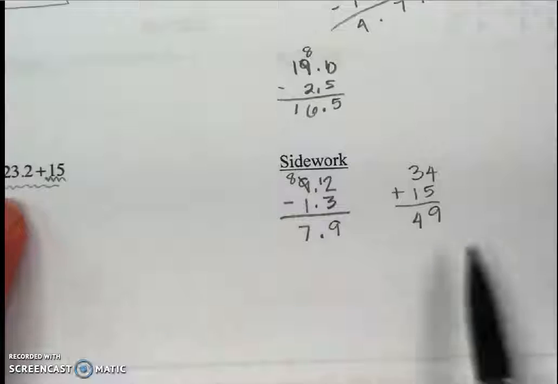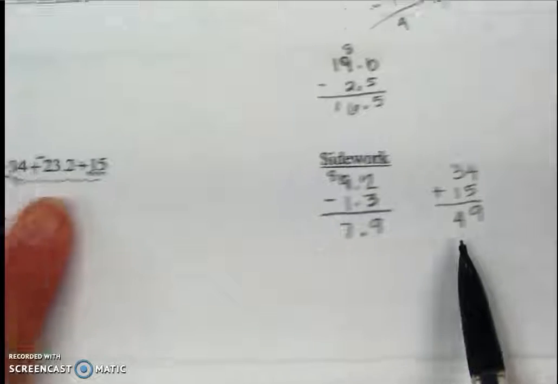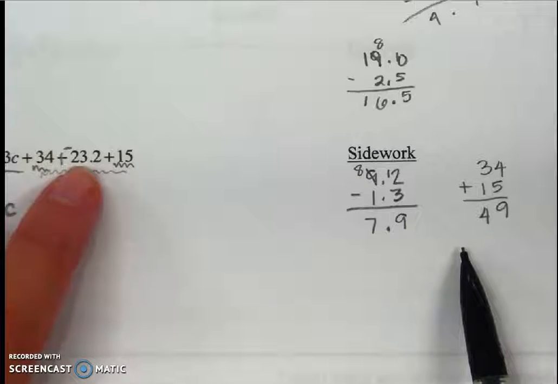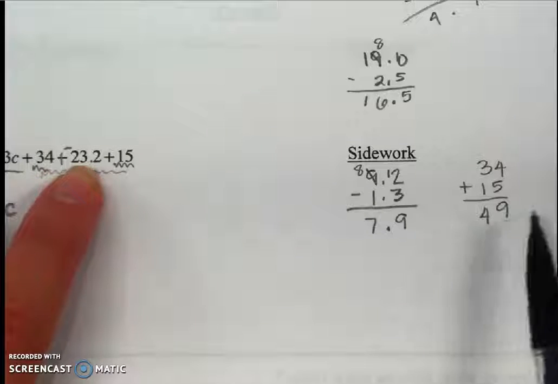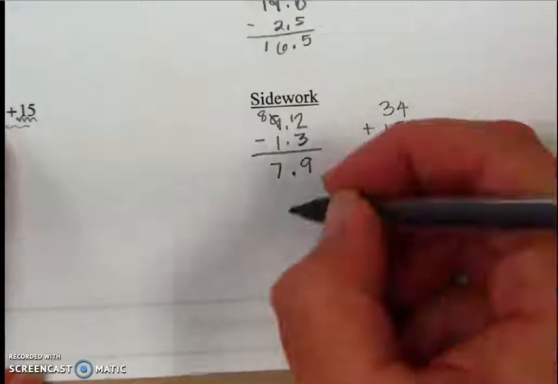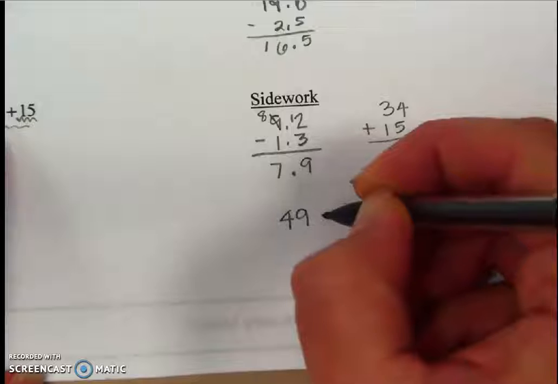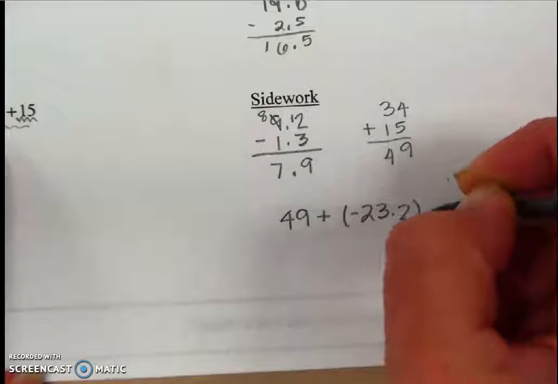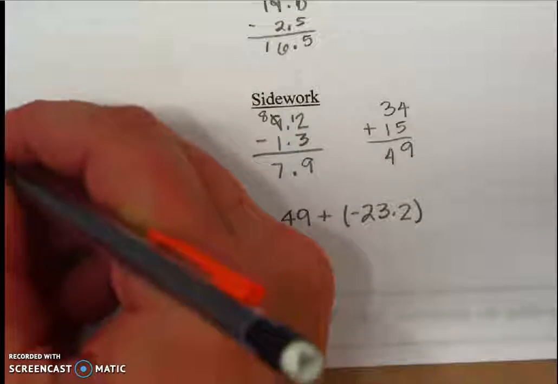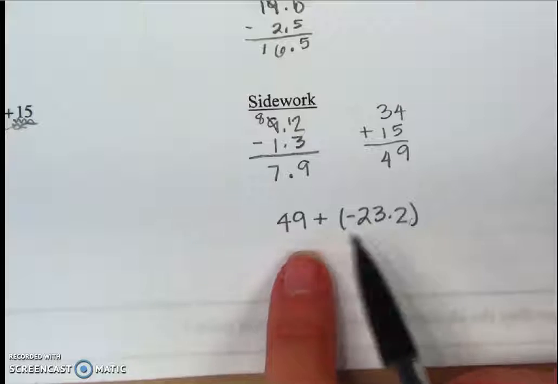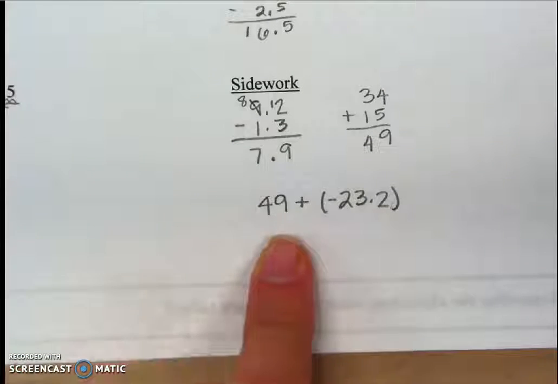49. Now, would I have more positives or more negatives? Well, if those two combine to be 49, and this one's a negative 23.2, I definitely have more positives. Let's go ahead and write what's happening over here. So what's happening now is we have 49 plus negative 23.2. Okay, because I combined these 2 positives together. Now it's maybe a little bit easier to see. And so we have more positives, so let's go ahead and do this subtraction.